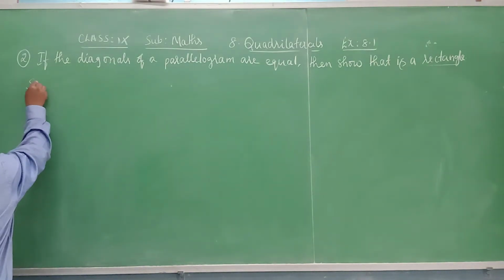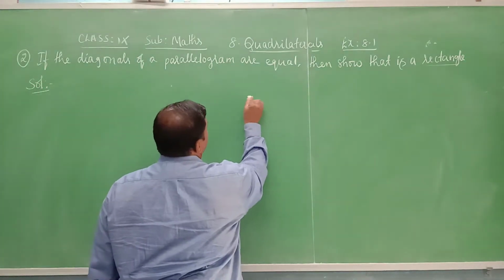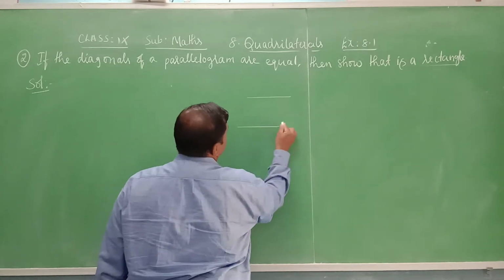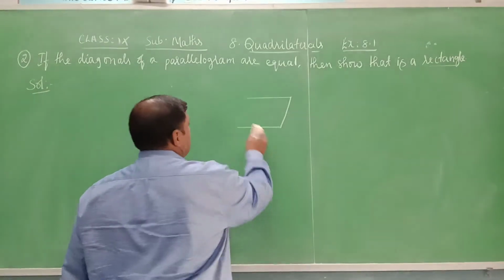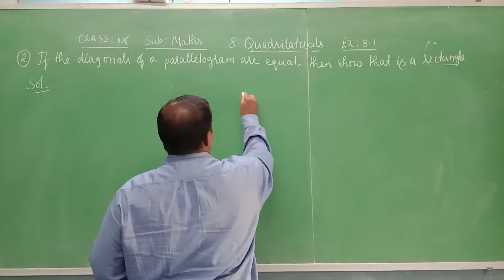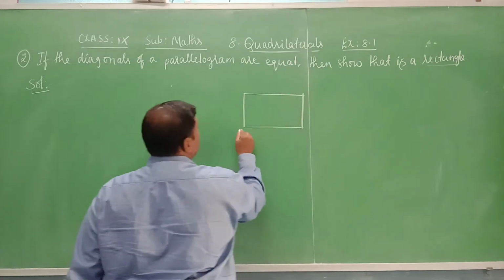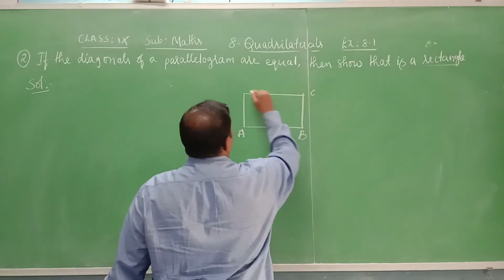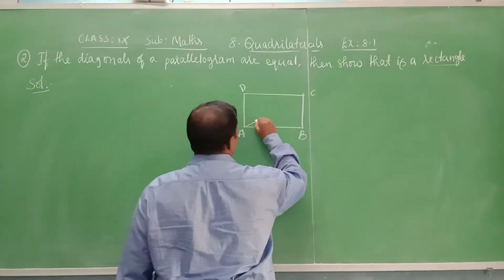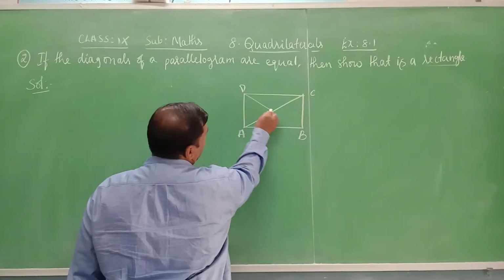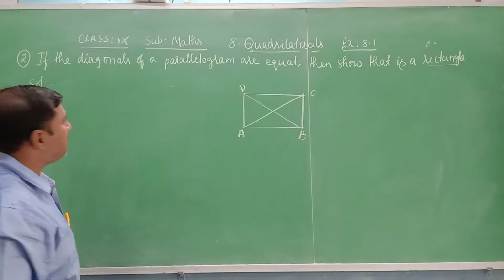So first, let us draw a parallelogram. Yes, this is a parallelogram. Let ABCD be a parallelogram in which the two diagonals are equal. What are the two diagonals here? AC and BD both are equal. So this is the parallelogram in which the two diagonals AC and BD are equal.